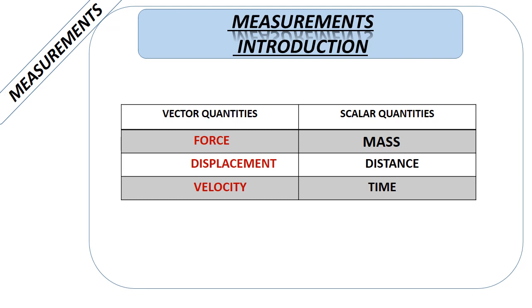Yes, don't think too much about this. Just know that vector quantities consider two things: size or magnitude, and direction. And scalar quantities only consider size. And also know some examples: force, displacement, and velocity as examples of vector quantities, and mass, distance, and time as examples of scalar quantities.